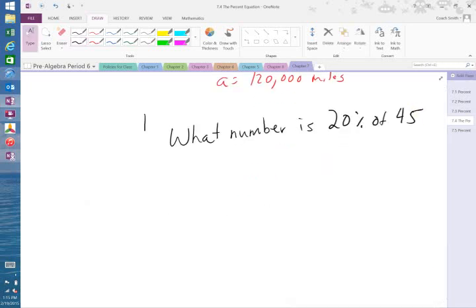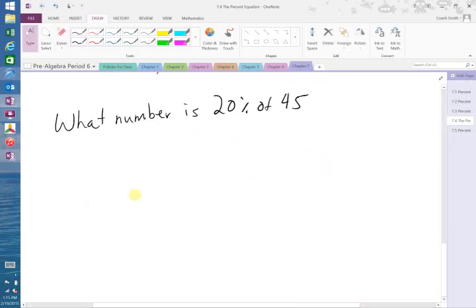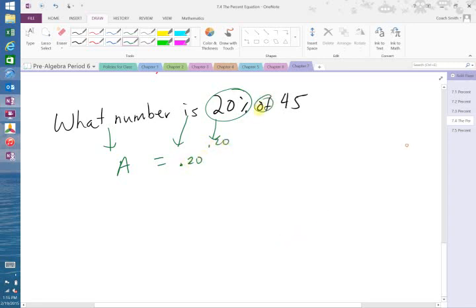What number is your N? We'll just call it N. It's actually the A. I'll just call it the A, but you don't have to know that. You just need to know that it's a variable. Is represents equal. 20% is 0.20, so 0.20 of means to multiply 45. Okay, so I just translated the sentence into an equation.